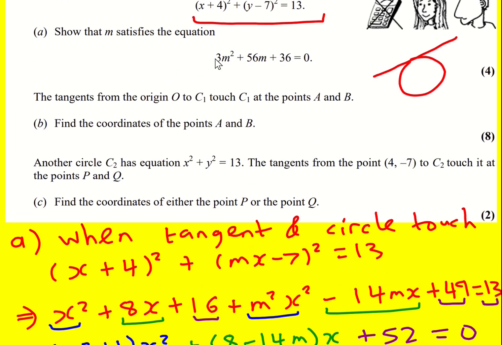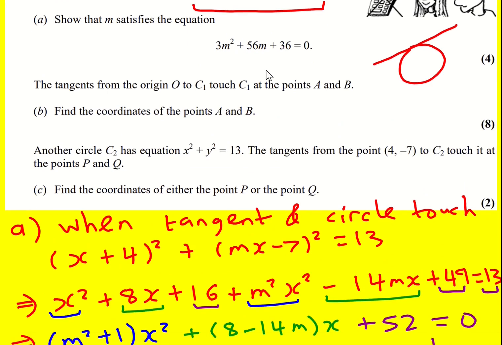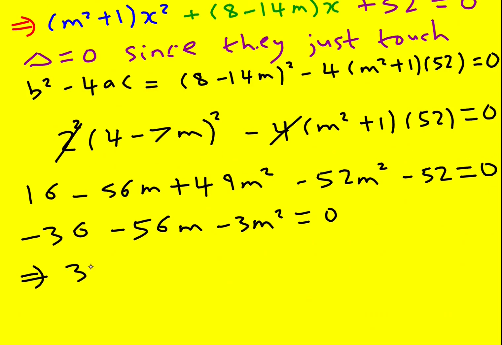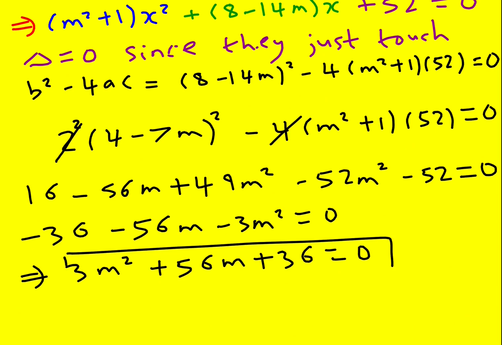Now let's just look back at this. We had 3m squared plus 56m plus 36 equals 0. And that is precisely what we get if we just multiply through by minus 1 or get it all onto the right hand side. Okay, a bit of algebra manipulation, but that's a nice start to this question.